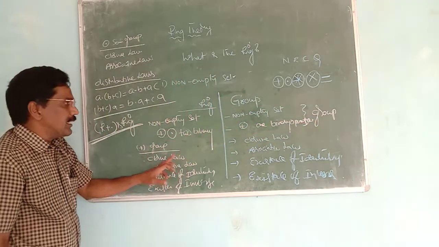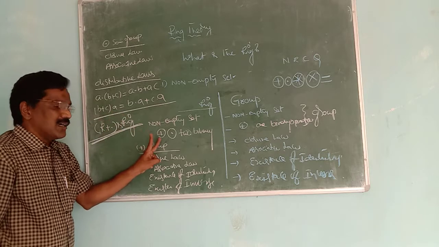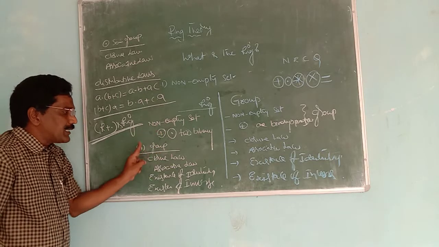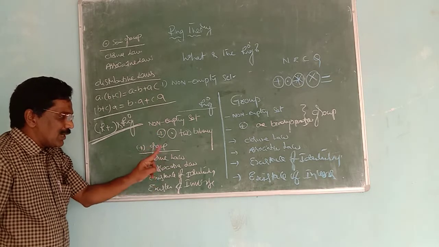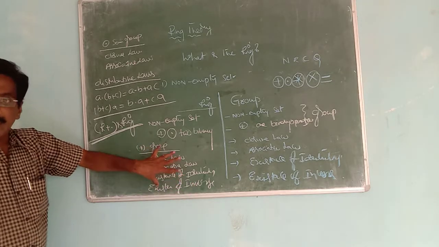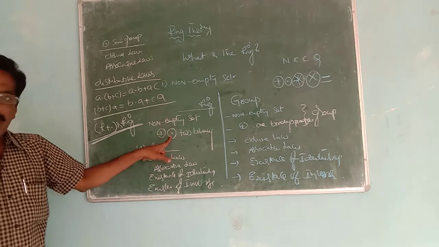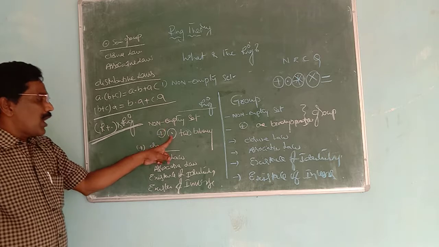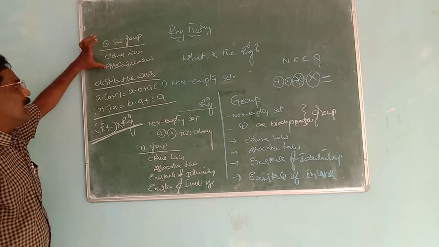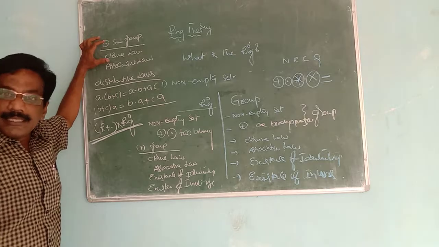But in ring theory, you have to take a non-empty set, and we use two binary operations, addition and dot. According to addition, the group conditions are satisfied: closure, associative, existence of identity and existence of inverse, so addition is a group. Next, for multiplication, dot is a semi-group: closure and associative, two conditions are satisfied.